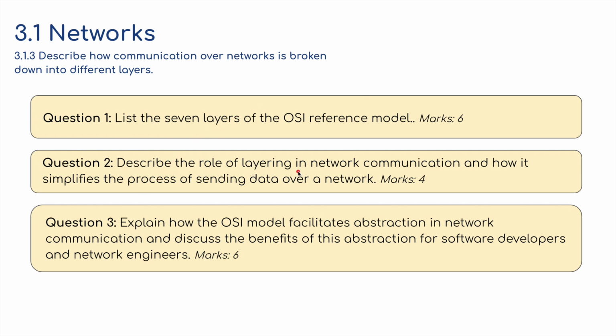Question 2, describe the role of layering in network communication and how it simplifies the process of sending data over a network. And finally, question 3, explain how the OSI model facilitates abstraction in network communication and discuss the benefits of this abstraction for software developers and network engineers. Okay, and this is for 6 marks. So ideally, 6 bullet points on this one, or 3 bullet points and then a detailed explanation. This one, yes, again, if you can give me 4 bullet points, brilliant. And if you just list the 7 layers, I'll give you 6 marks.